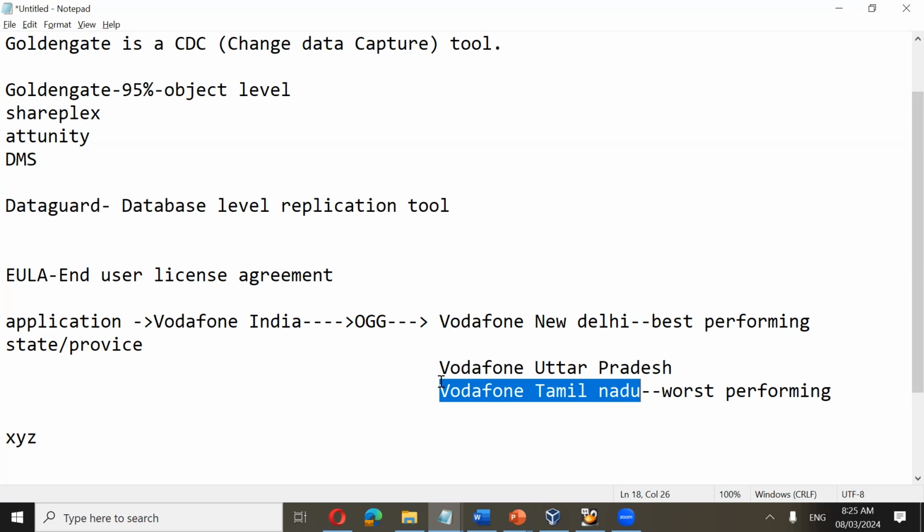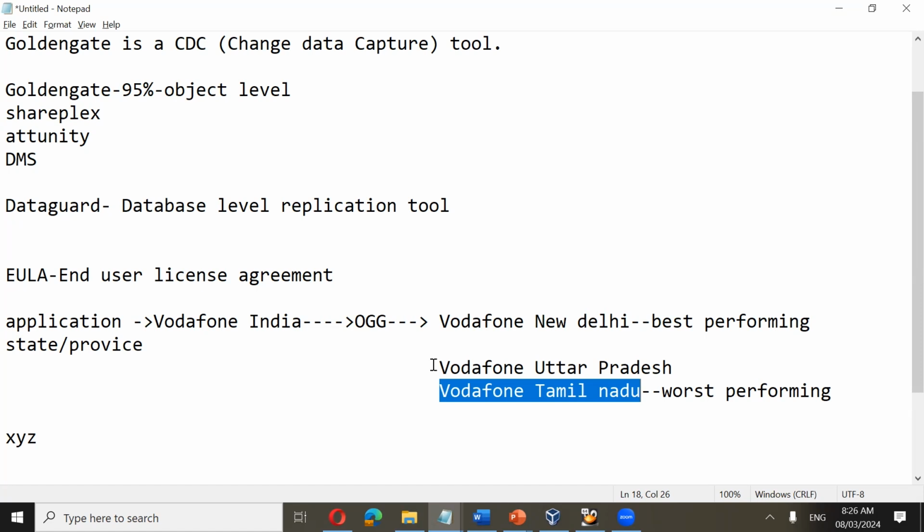It can be any reason, but the whole purpose was they wanted to find which is the most productive state for them and the least productive state, and they wanted to find their performance in each state. That way they were able to find, for example, that Vodafone Tamil Nadu was the worst performing state.